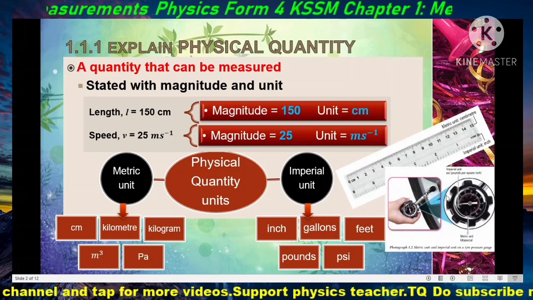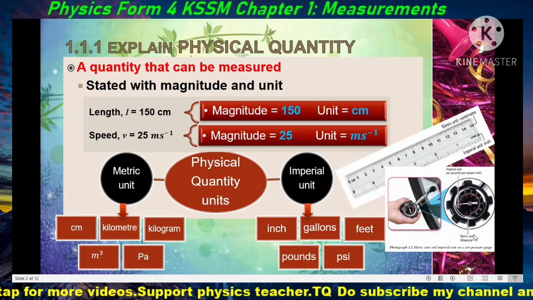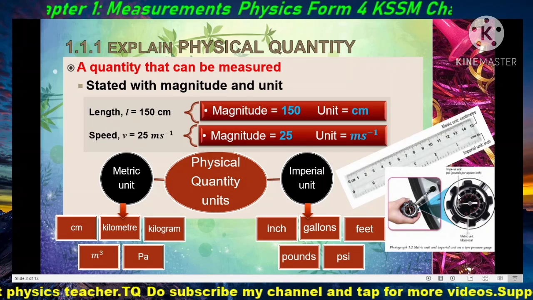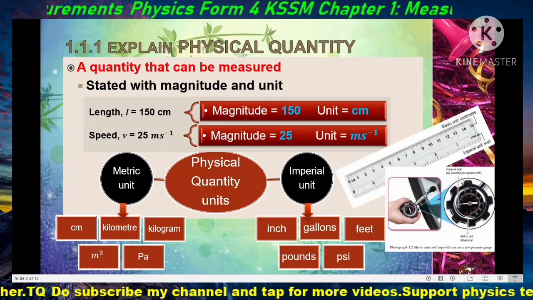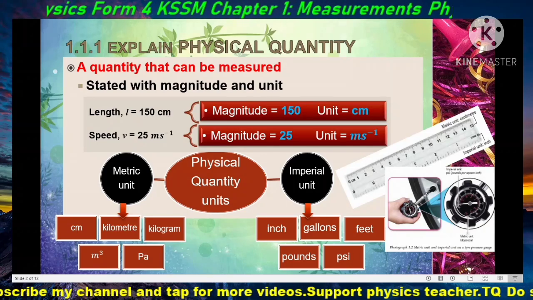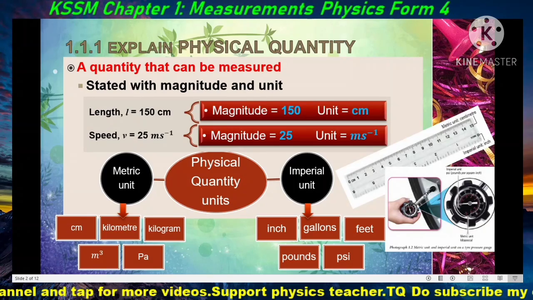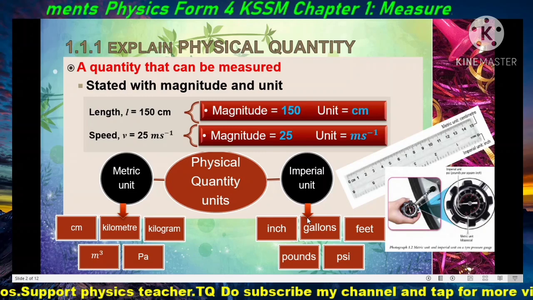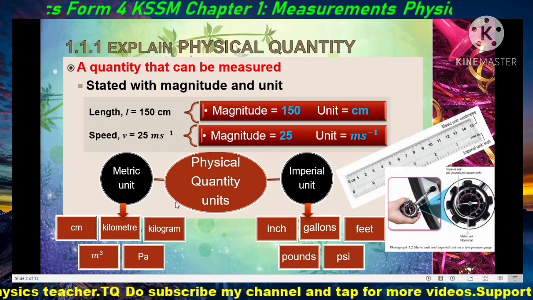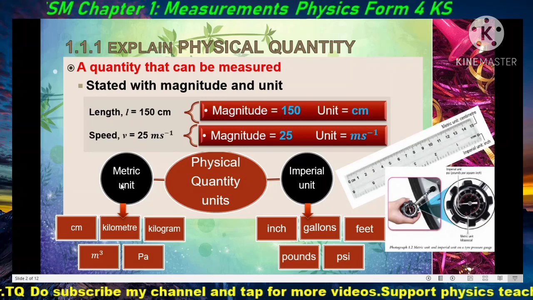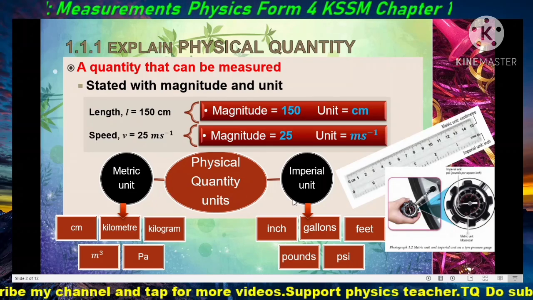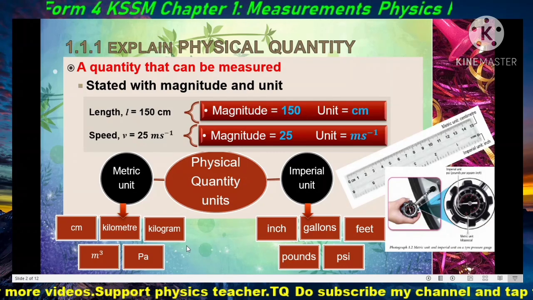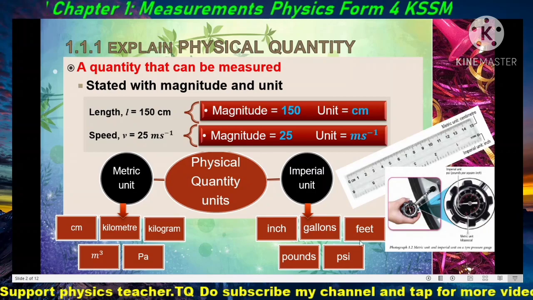Okay, another example, pressure gauge. In metric unit, normally we can use Pascal or kilopascal, but sometimes it's also stated in PSI or pounds per square inch. So this one we call imperial unit, but nowadays it is very seldom used. So physical quantities can be stated in metric units or imperial units, but in the study of physics at the SPM level, normally we use metric units.